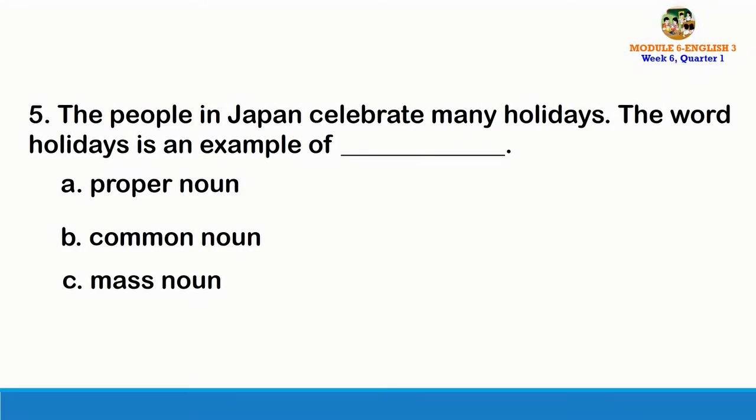Number 5. The people in Japan celebrate many holidays. The word holidays is an example of blank. A. Proper noun. B. Common noun. C. Mass noun. The correct answer is letter B, common noun. Great job! I am happy that you can still recall your previous lesson.